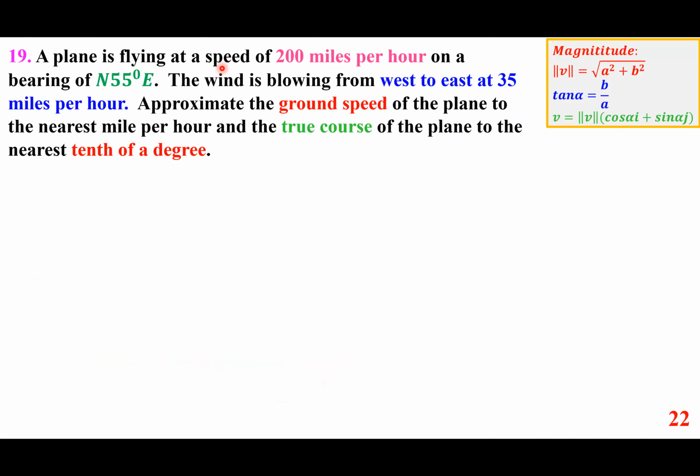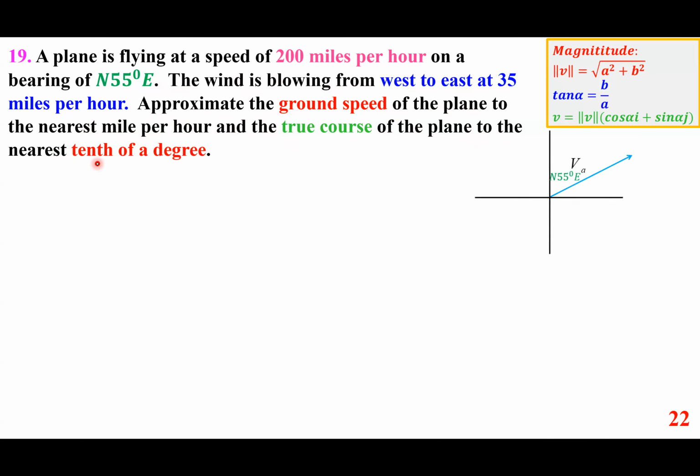A plane is flying at a speed of 200 miles per hour on a bearing of north 55 degrees east. The wind is blowing from west to east at 35 miles per hour. Approximate the ground speed of the plane to the nearest mile per hour and the true course of the plane to the nearest tenth of a degree.